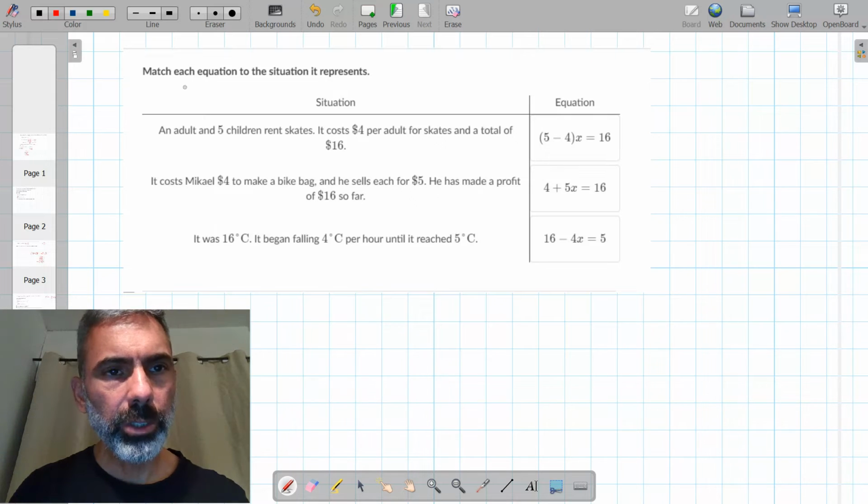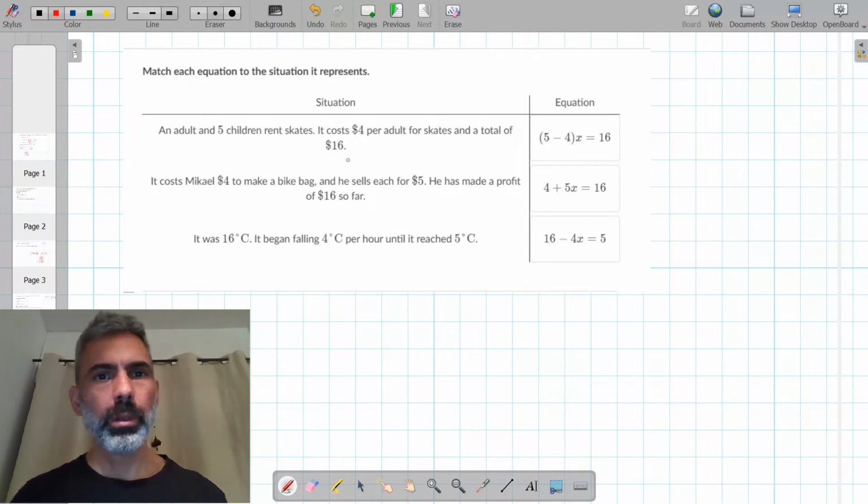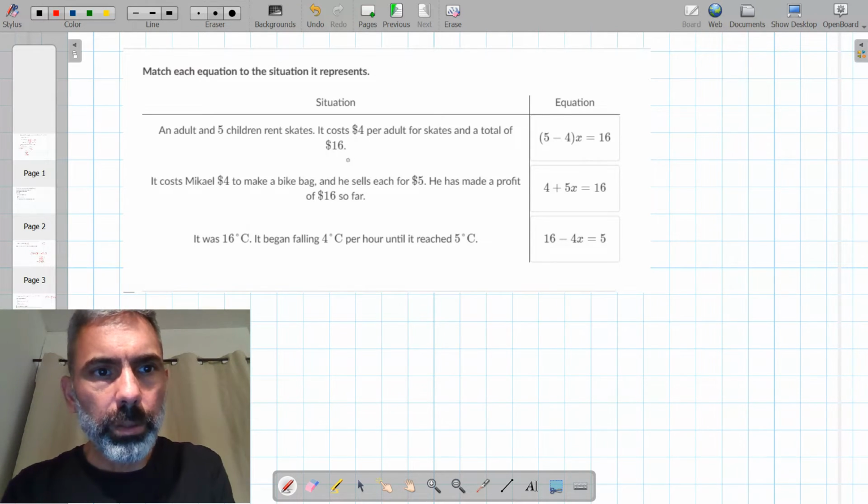Match each equation to the situation it represents. An adult and 5 children rent skates. It costs $4 per adult for skates and a total of $16. Okay, so an adult and 5 children.